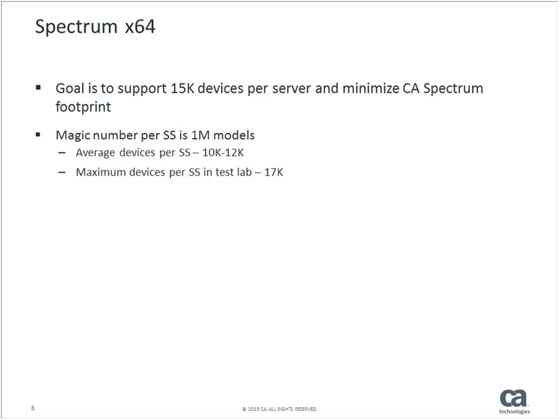In our internal environments, we have been able to get 10,000 to 12,000 devices per Spectrum server, and on some of the machines, we've gone up to almost 17,000 devices per Spectrum server. The key number here is 1 million models. If you are monitoring more elements or models per device, the number of devices might be lower. Where you have fewer models per device, the number of devices per Spectrum server would be higher.